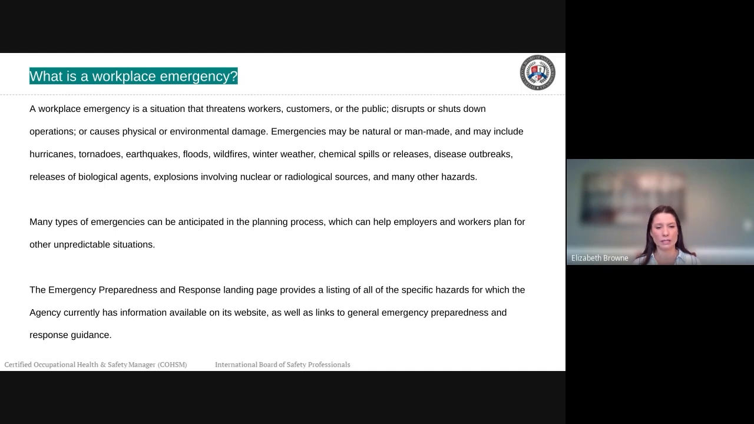Many types of emergencies can be anticipated in the planning process, which can help us control these hazards and prescribe plans to be put into place in these unpredictable situations. So we try to plan and prepare. Hopefully these emergencies never happen. But if they do, then we're going to minimize the risk of physical damage as well as employee injury.